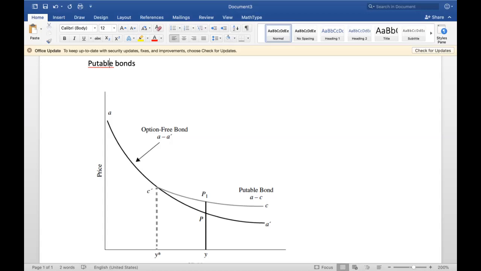Because the value of the put option is very small at low yields. As rates rise, the price of the puttable bond declines, but the price decline is less than that of an option-free bond. So the price decline of a puttable bond is less than that of an otherwise option-free bond because of the divergence in prices due to the value of that put option. The prices cannot decline beyond that par value, right?